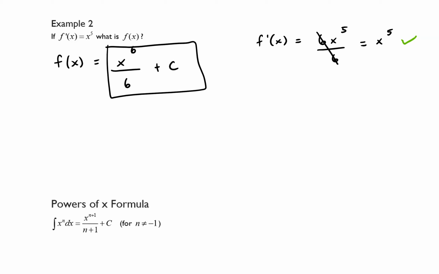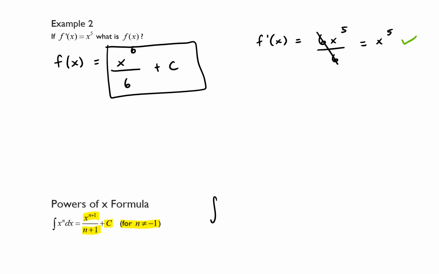So this here, the powers of x formula, just generalizes. If you're ever integrating x to some power n dx, then the integral is just equal to x to the n plus 1 power divided by that new power plus the constant of integration. And the only thing is you want to make sure that the n value is not equal to negative 1. And let's talk about why that is really quickly.